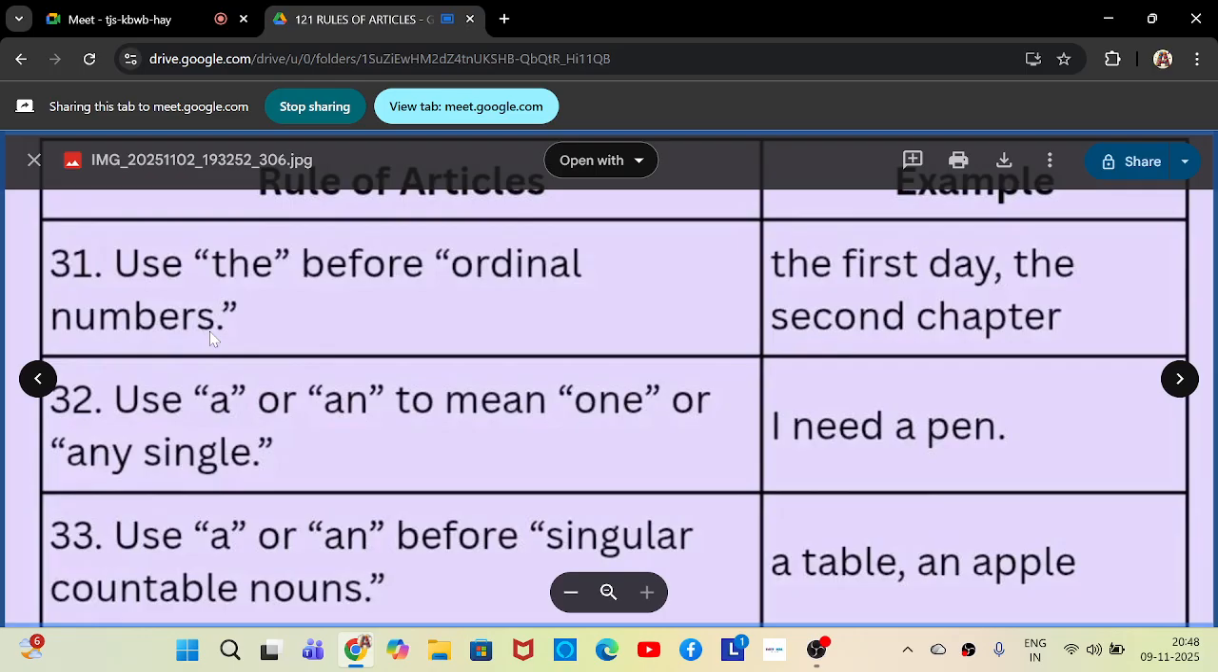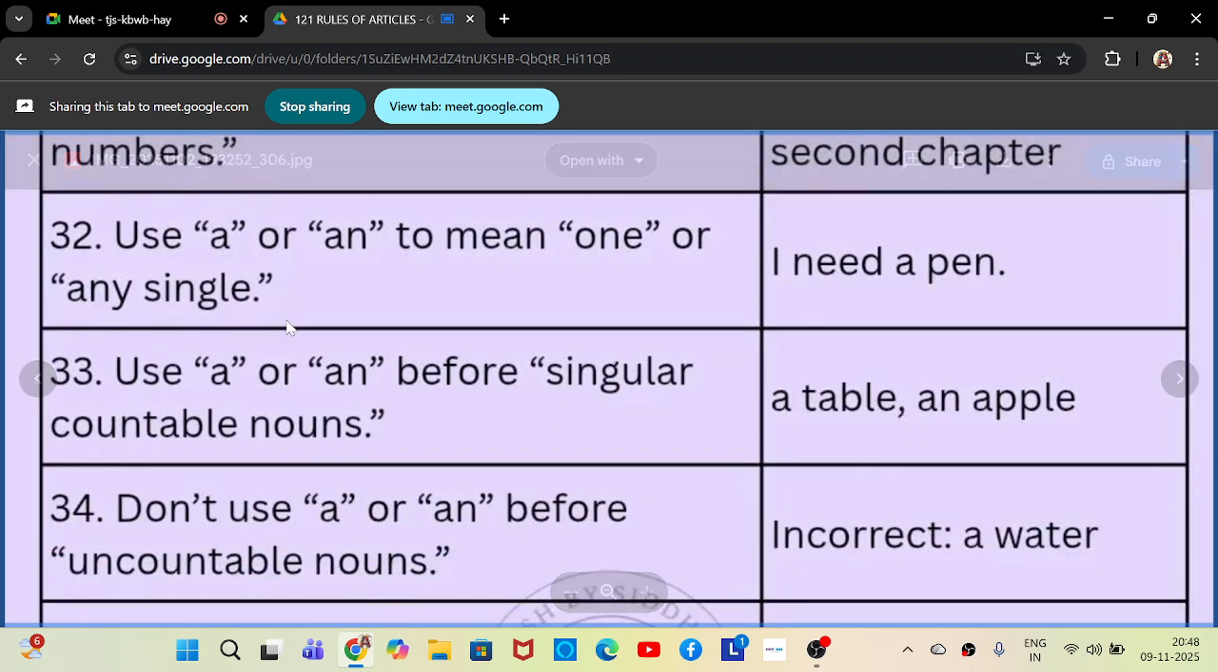Okay. Then, next is use a or an to mean one or any single. For ഒന്നെന്ന് mean ചെയ്യാൻ, you have to use a or an. Yes, Vaishnavi, you can read the example. I need a pen. Good. If it is an apple, how do you say? എനിക്കൊരു apple വേണം. How do you tell that?